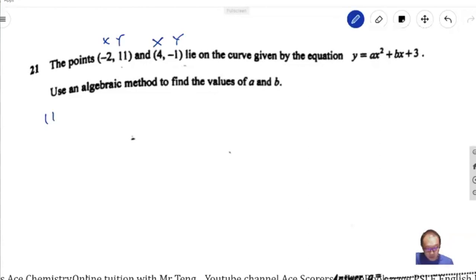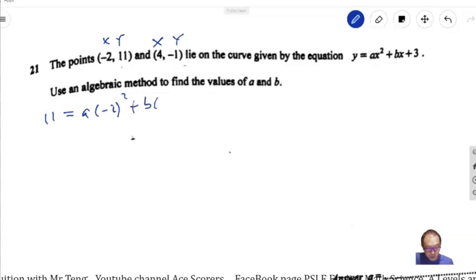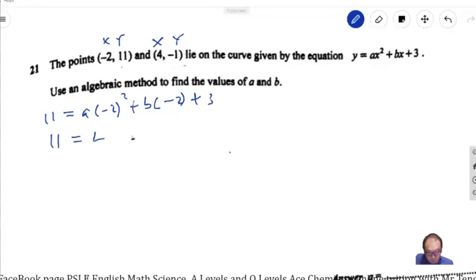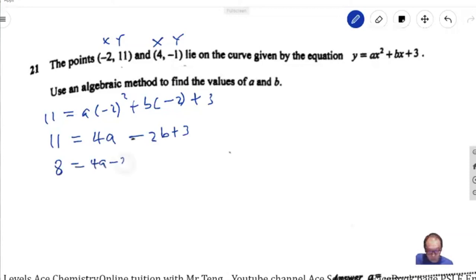11 equals a times minus 2 squared plus b times minus 2 plus 3. Okay, so this is the first, minus 2 and 11. Substitute inside, I get 11 equals 4a minus 2b plus 3. So bring the 3 to the other side, 11 minus 3, 8 equals 4a minus 2b. We call this equation 1.